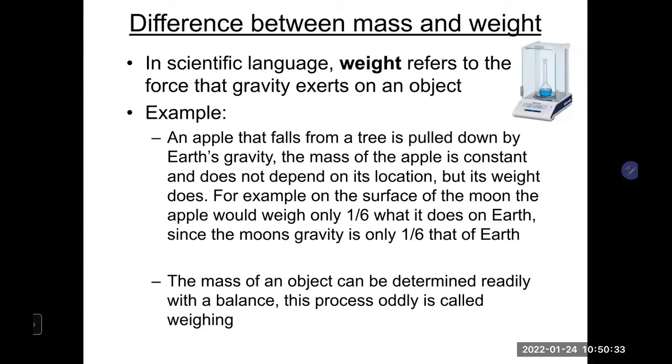So we do refer to it that way because the process of measuring something like mass is the process of weighing. So very commonly people refer to it as weight because of that. But we should refer to it as the mass. Again, weight really does refer to the effect that gravity has on it.